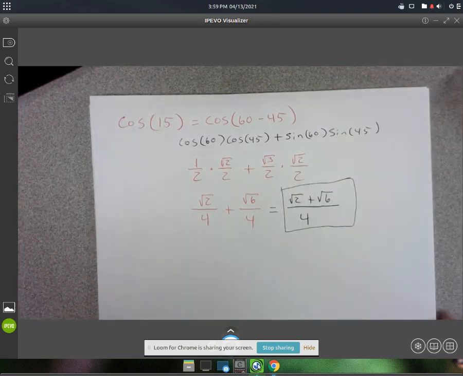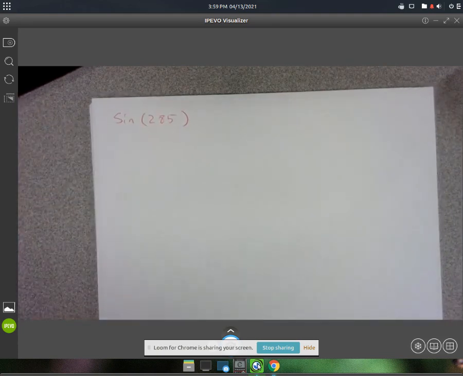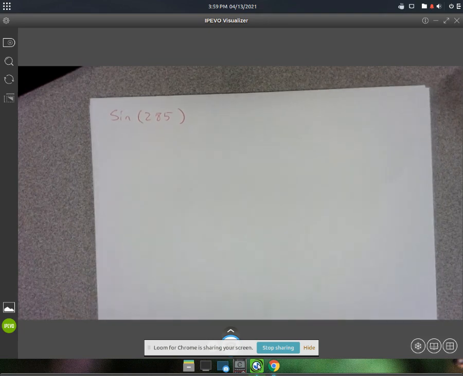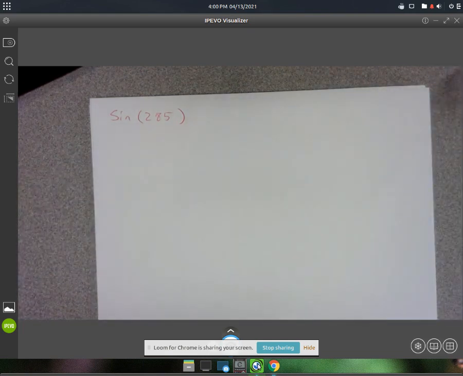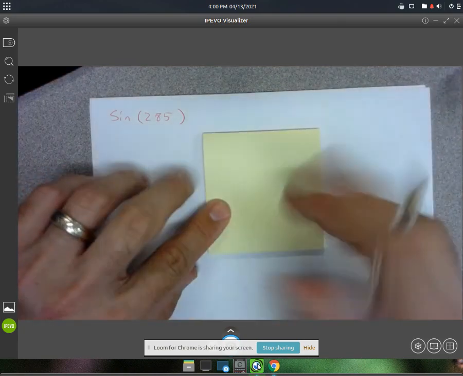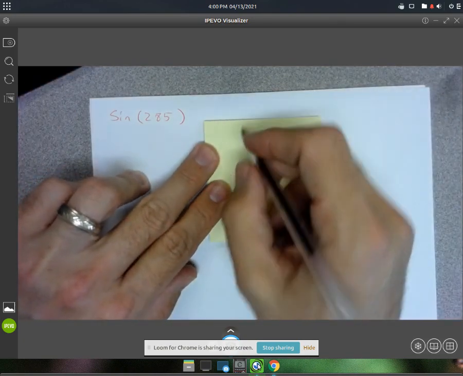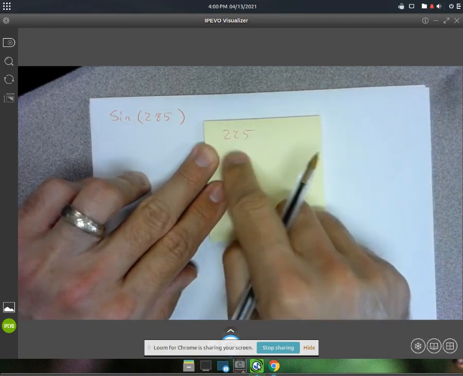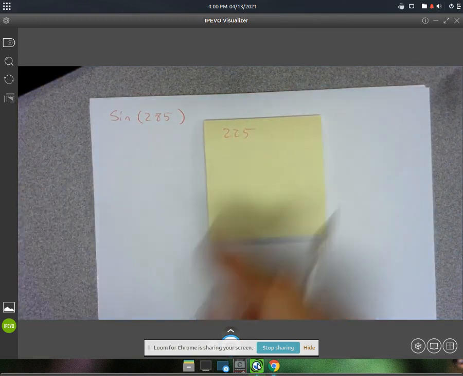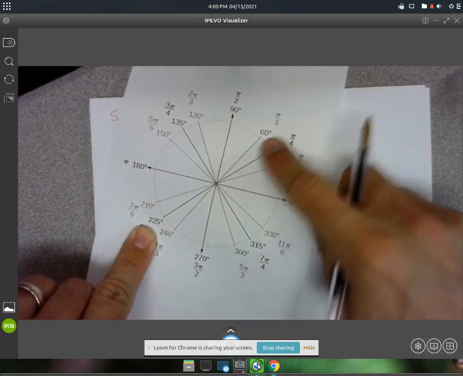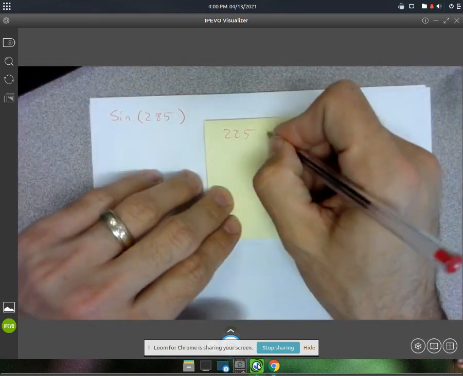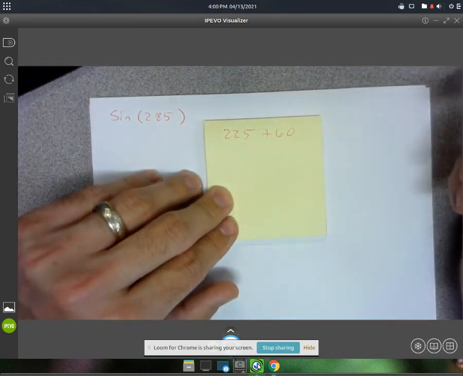All right, let's look at another one here. We'll do sine of 285. There are actually two ways. I think you've got two options for how you can get to 285. You could write it as 225, a value that's on our special angles chart. You could do 225 and 60. All right, 225 plus 60, and that would get you to 285.